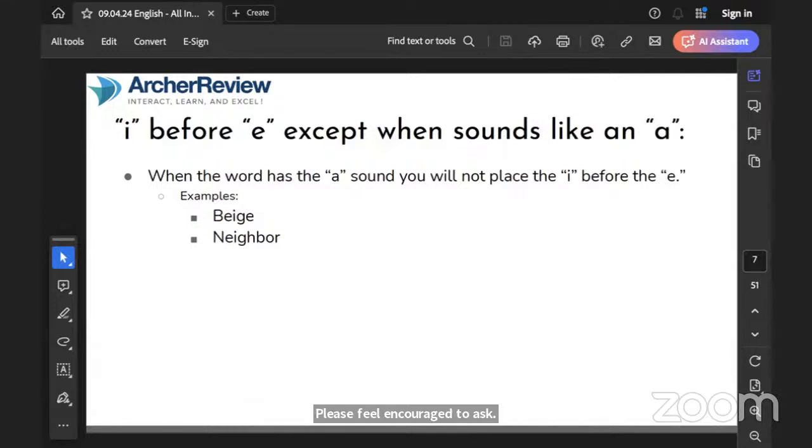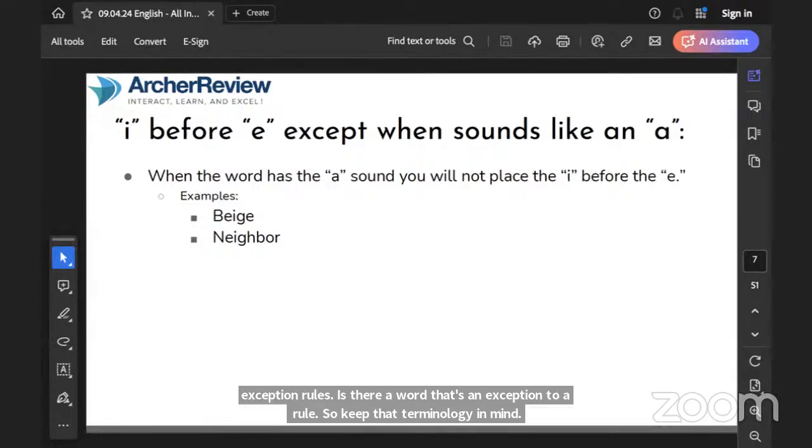Now, with the next rule, you will put I before E, except this is an exception rule. This is what on the TEAS you might see where they'll ask you for the exception rules. Is there a word that's an exception to a rule? So keep that terminology in mind. I before E, except when it sounds like an A.